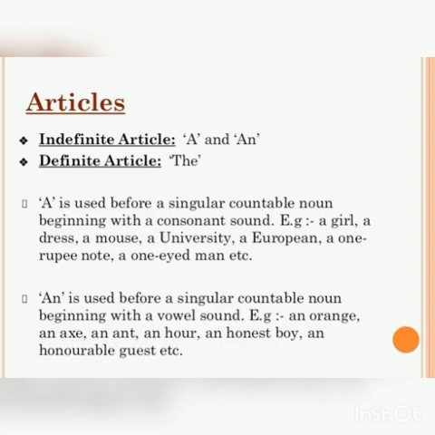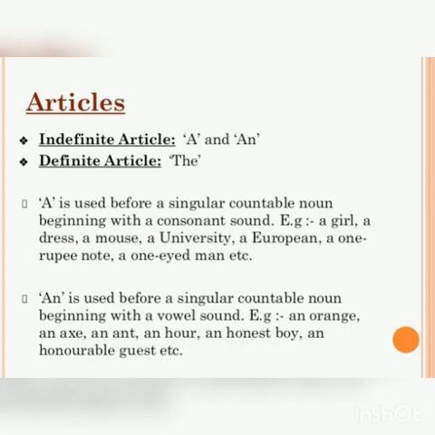Example, a girl, a dress, a mouse, a university, a European, a 1 rupee note, a one-eyed man, etc. Now as you can see here, the word university, although it begins with a vowel U, the sound it's making is of the consonant letter Y. Similarly, the word European begins with E, but the sound that you are getting here is of Y.